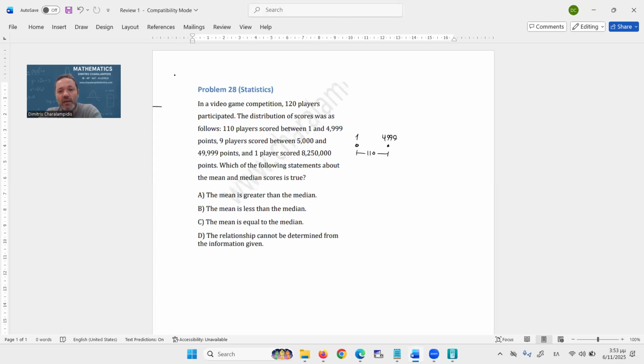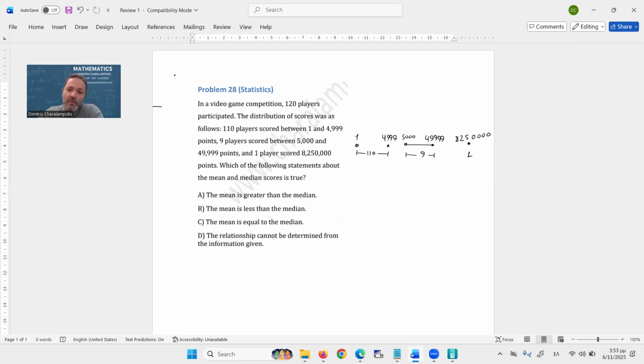Then we had another 9 players who scored from 5,000 up to 49,999 points. So we had a total of 9 players here as well. And only one scored the amazing score of 8,250,000 points. Which of the following statements about the mean and median scores is true?